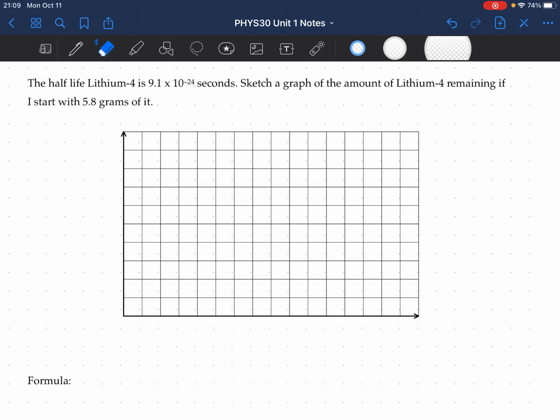Let's take a look at the half-life of lithium-4. Now, if you need to remember what half-life is, half-life is the amount of time that it takes half of the material to radioactively decay into another material.